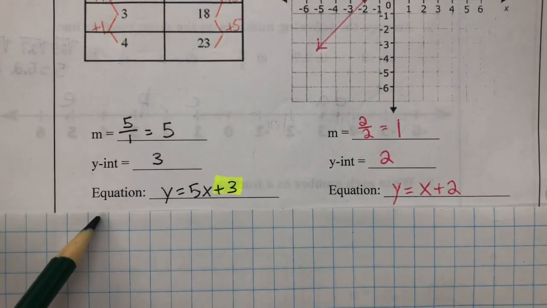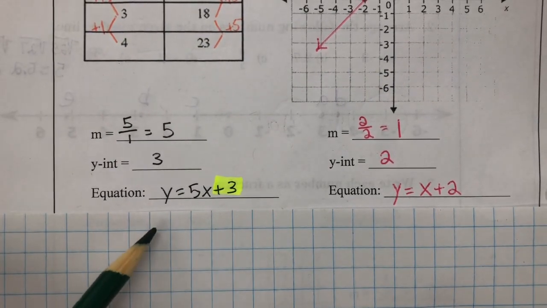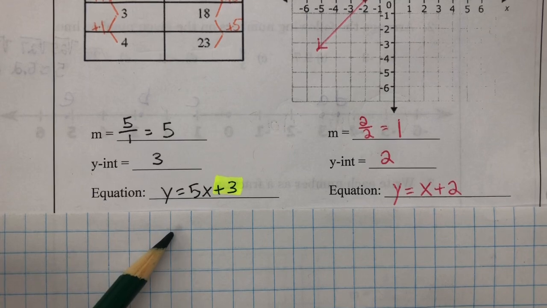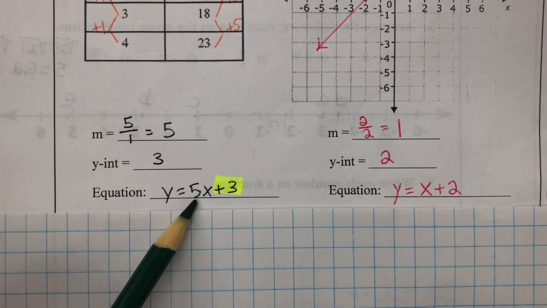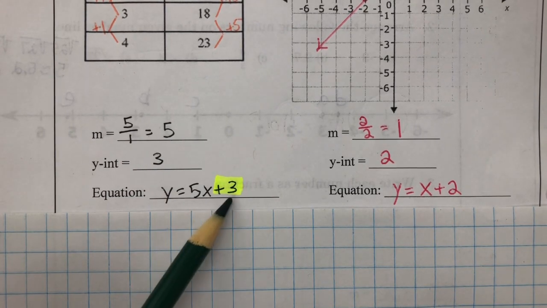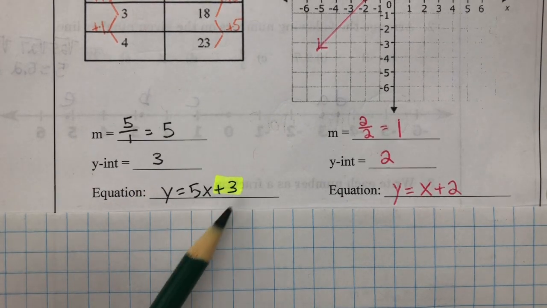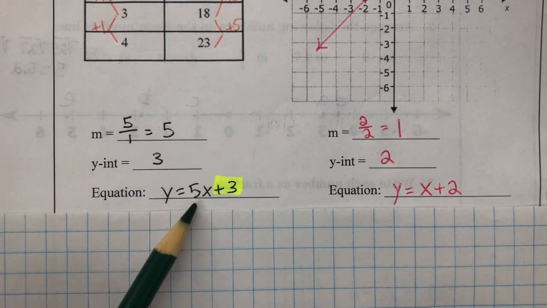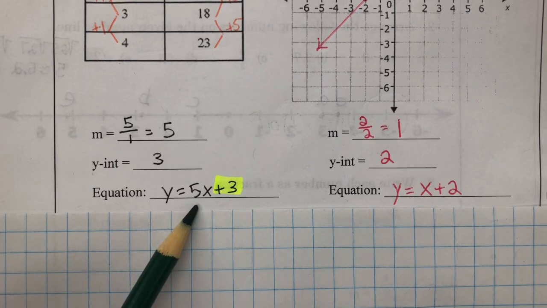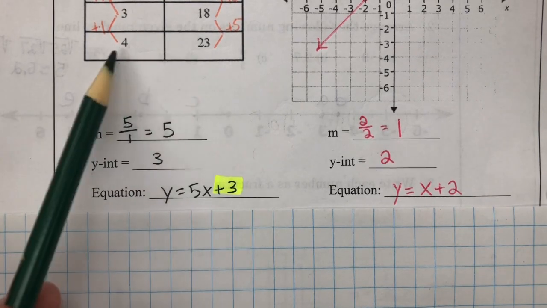Now we have to write the equation in slope-intercept form, y equals mx plus b form. So m represents the slope, the rate of change, which is 5, and the b is the y-intercept, positive 3. Now, I would want to make sure that this is correct, and one way I can check is by plugging in the values from the table.